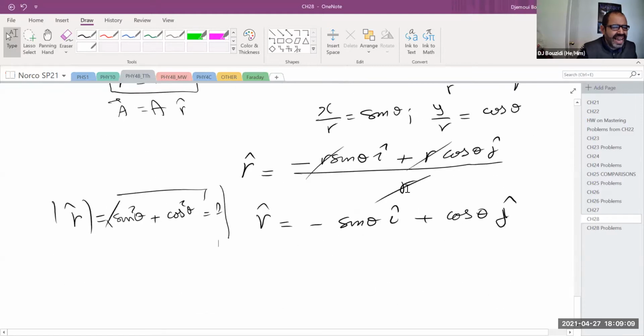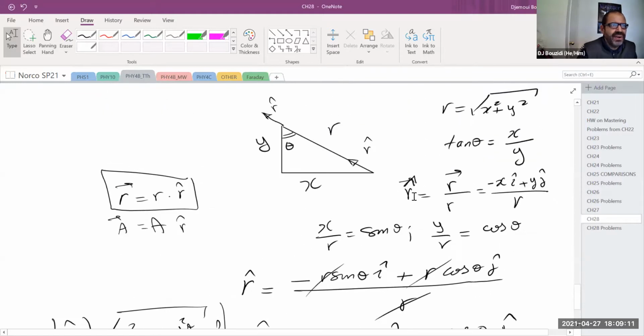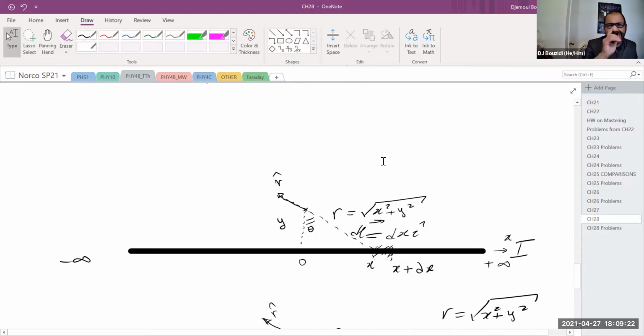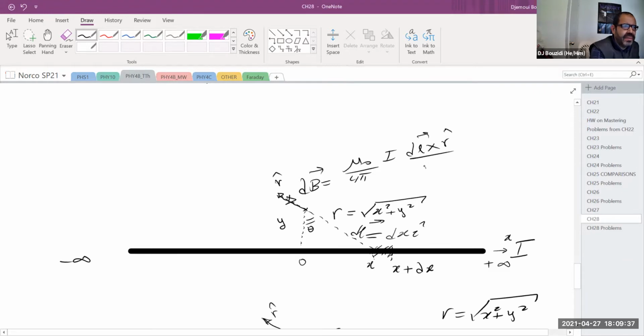The reason why I need that is because I need to combine everything in this cross product. dl, which is just this element in here. And now I'm going to write the magnetic field due to just that part, dl. So that is dB. And dB is given by the expression that I mentioned before, mu naught over 4 pi times I times dl crossed with r hat divided by r squared.